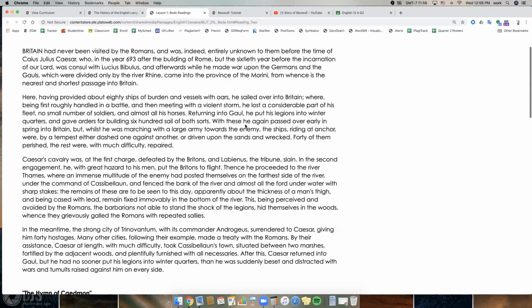So let's see. The tone of the passage is informative. I don't really think that it's doing much other than being informative. The description of Caesar is that he is a persistent warrior, right? Like he keeps failing, he keeps getting defeated, and then he just comes back. So he does not give up.